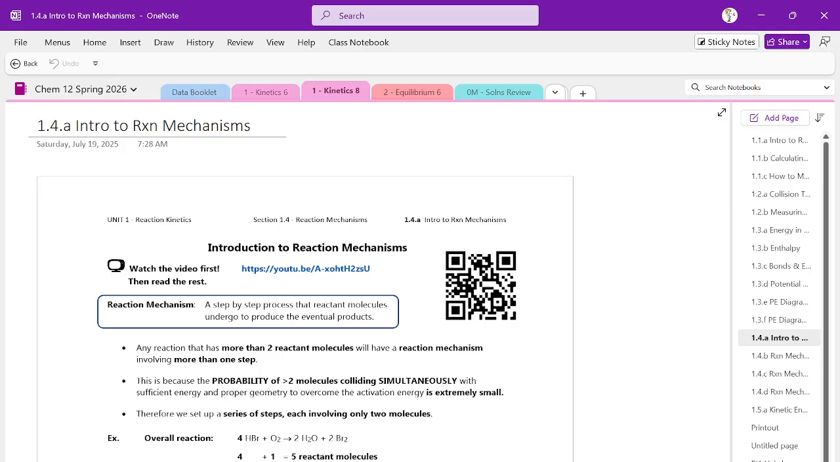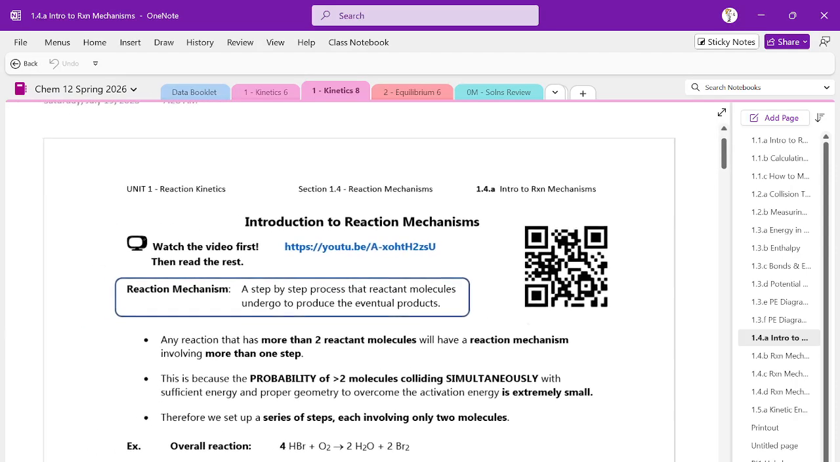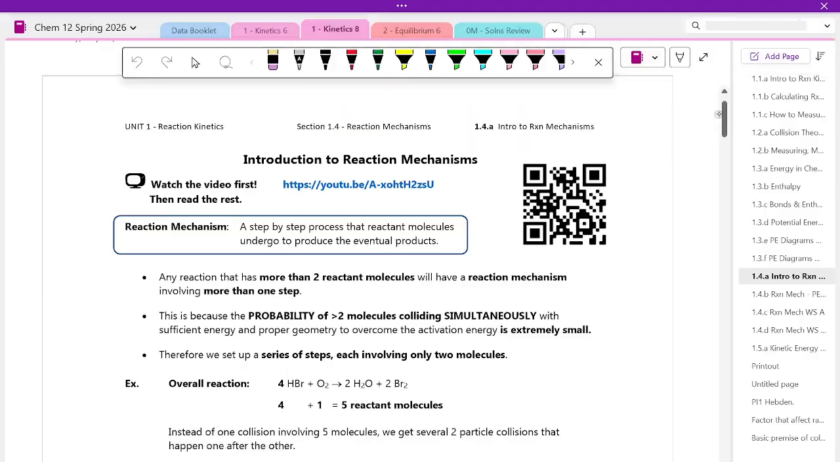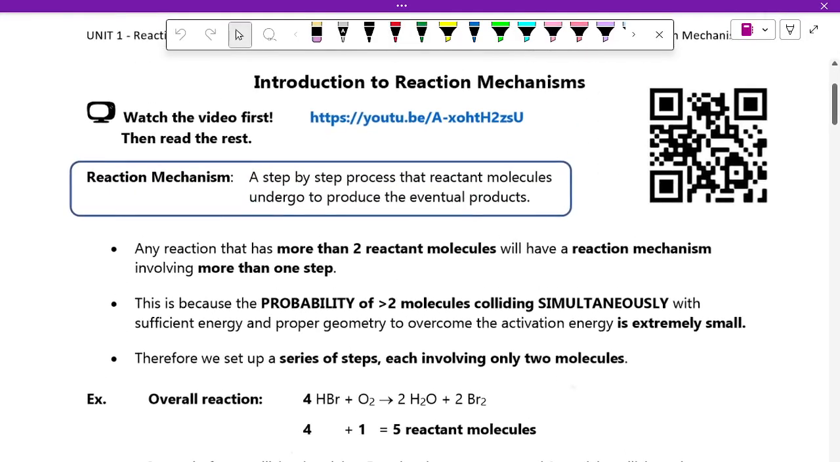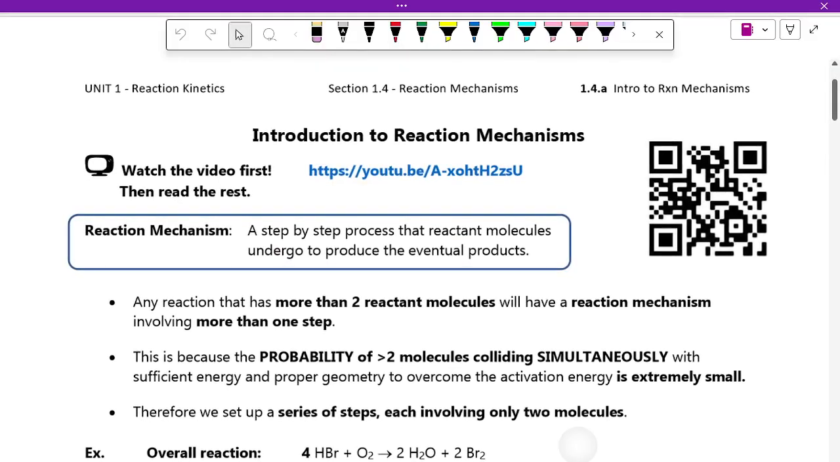So 1.3 and 1.4 could be in the same quiz. 1.3, 4, and 5 will all be on the same quiz. Okay. And that's because they really relate to one another quite a bit.